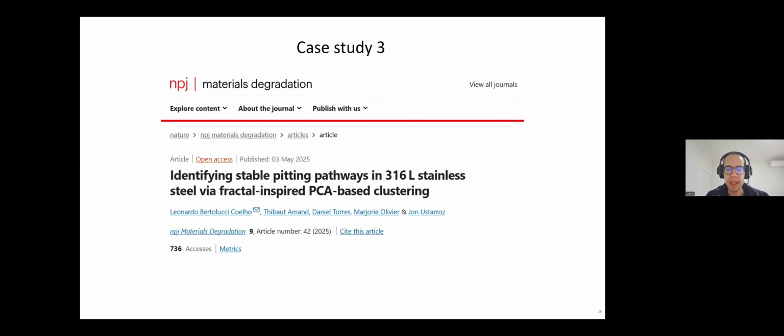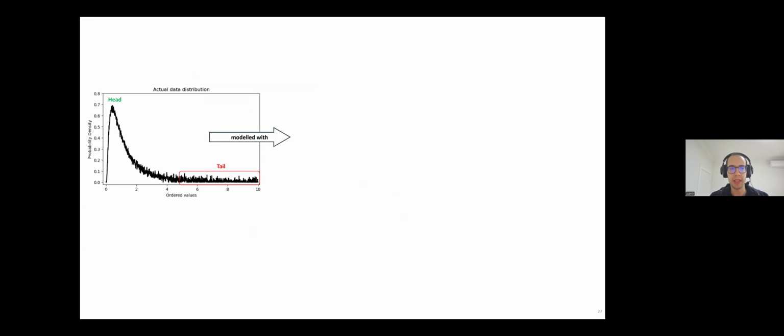And finally, this is my last case study. I will show how, in fact, we use unsupervised learning to discover new pitting pathways, new stable pitting pathways. So I already presented you the importance of labeling, of supervised learning. Here, I will also present a bit on the unsupervised learning side of modeling. But before that, I need to explain a bit more the concept behind this study, what was our assumption.